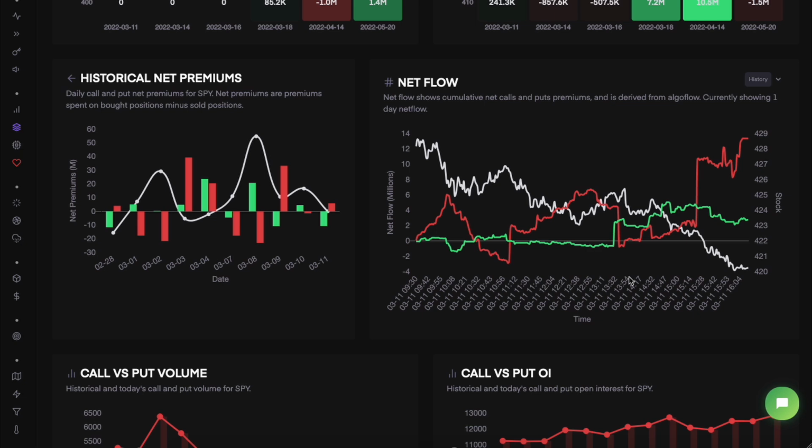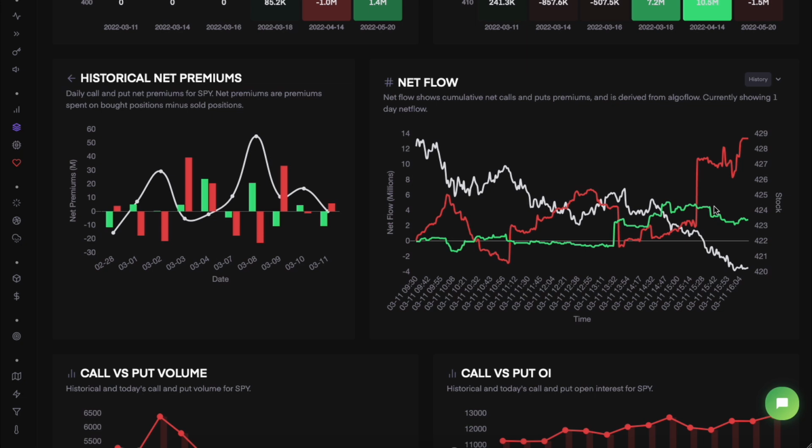So net flow is, again, the algo flow, but now instead of having everything in a single line, we have separated the calls and puts. The green line is obviously the calls net premiums. The net premiums here is the money spent on buying calls minus the money spent on selling calls. Obviously, if the line is going up, since it's a difference, there is more money being spent on buying calls.